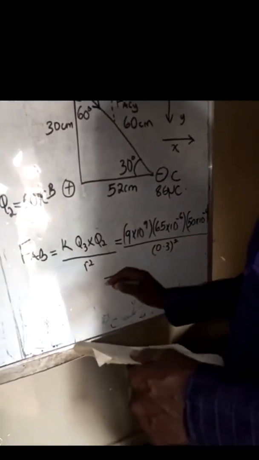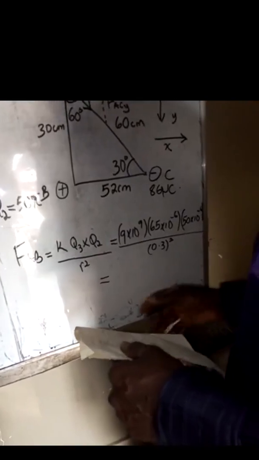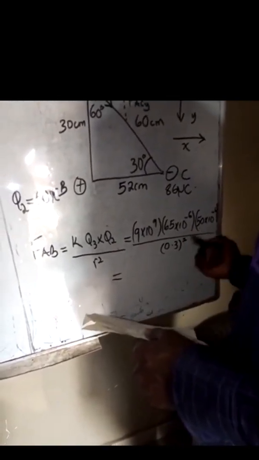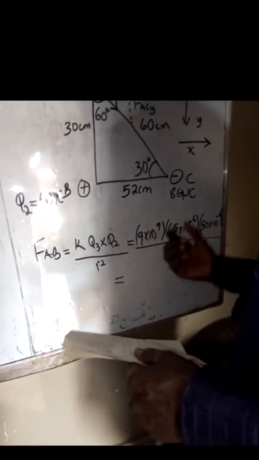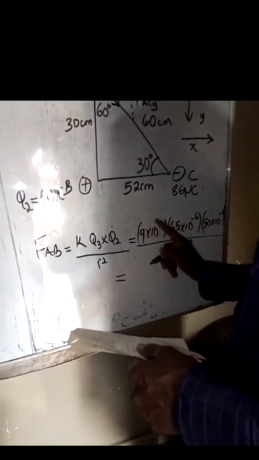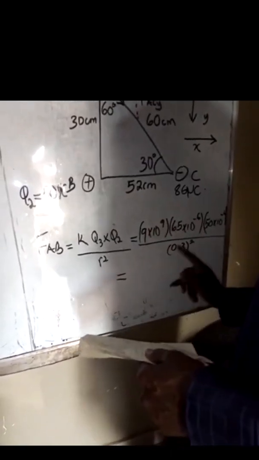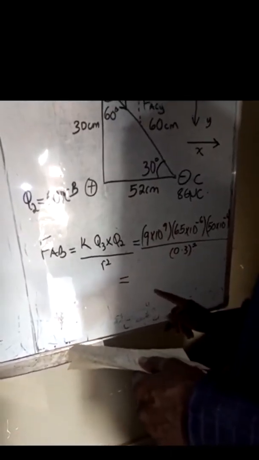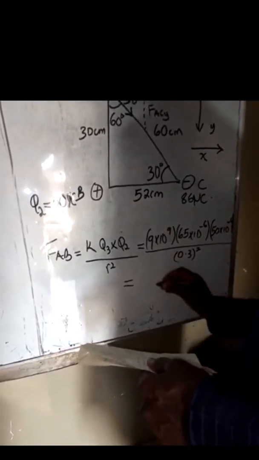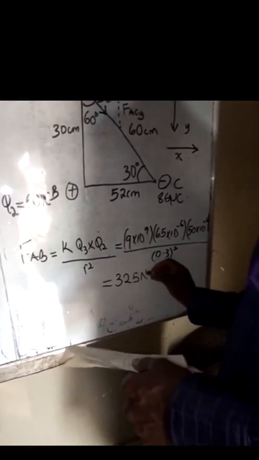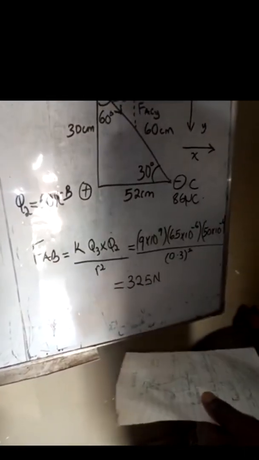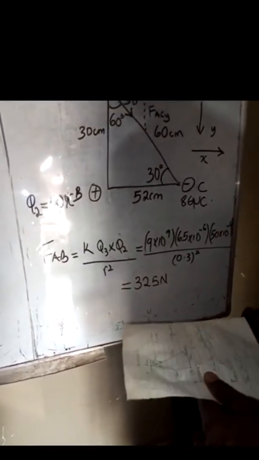So by the time you multiply all this together and divide it by 0.3 squared. What I would advise you to do is multiply this and write the answer down, square this and write the answer beneath, then divide it and get your answer. So your answer is expected to be 325 Newton. That will be your FAB, that is the force between A and B. Okay.